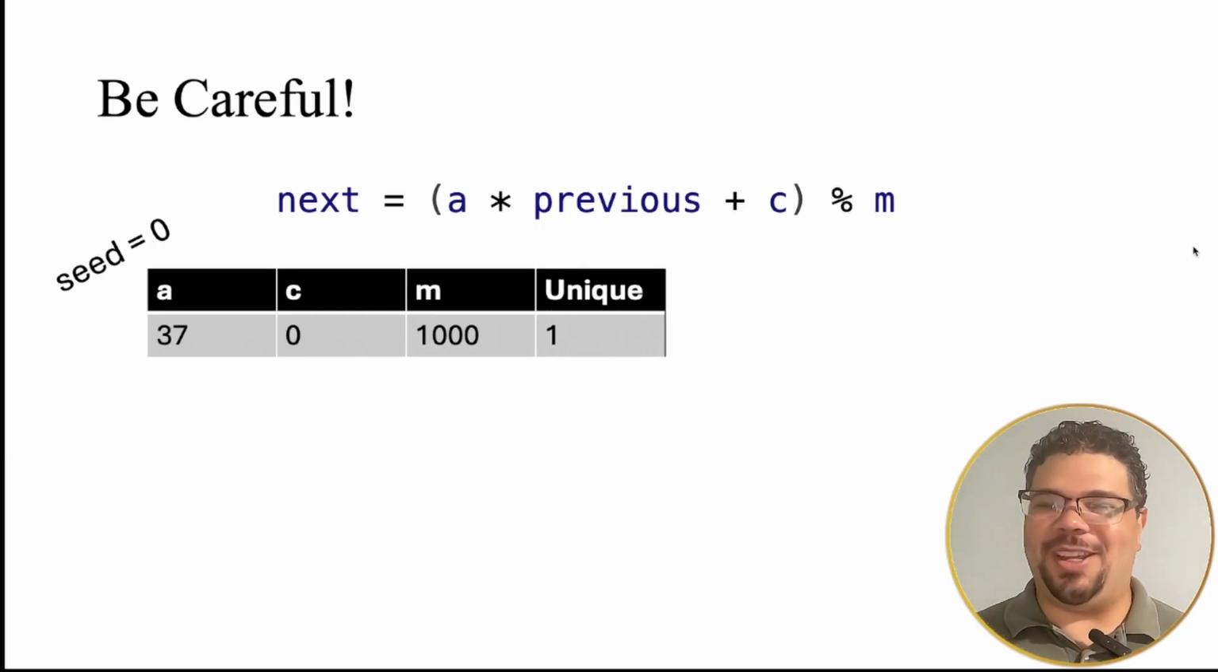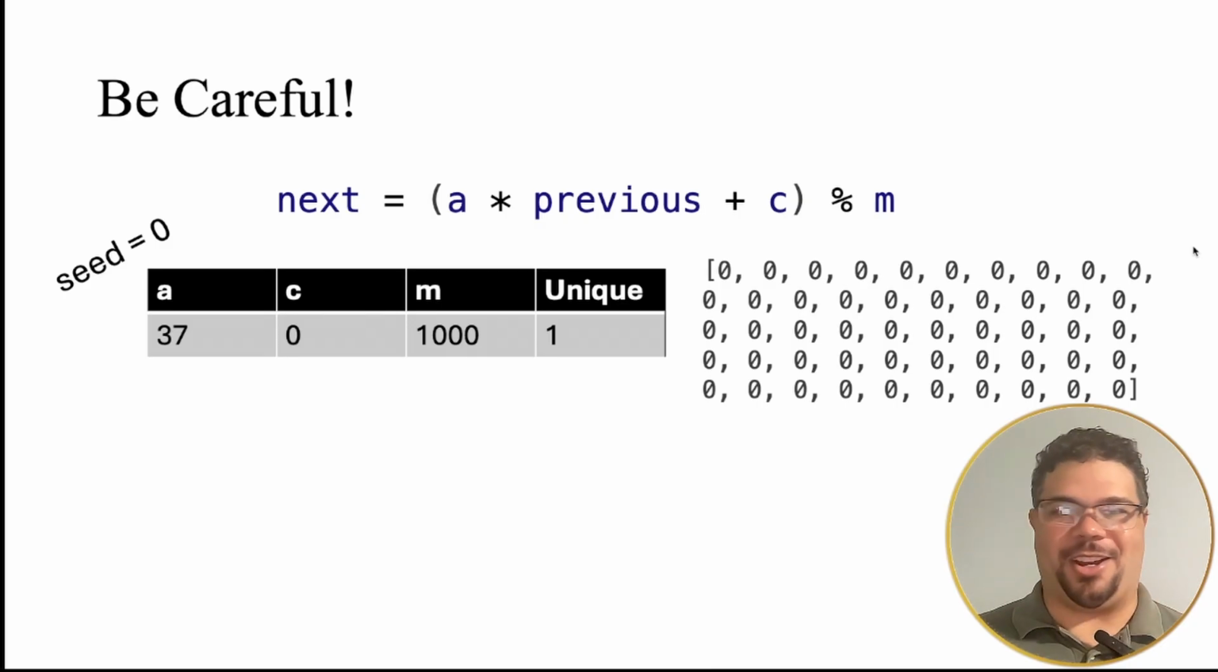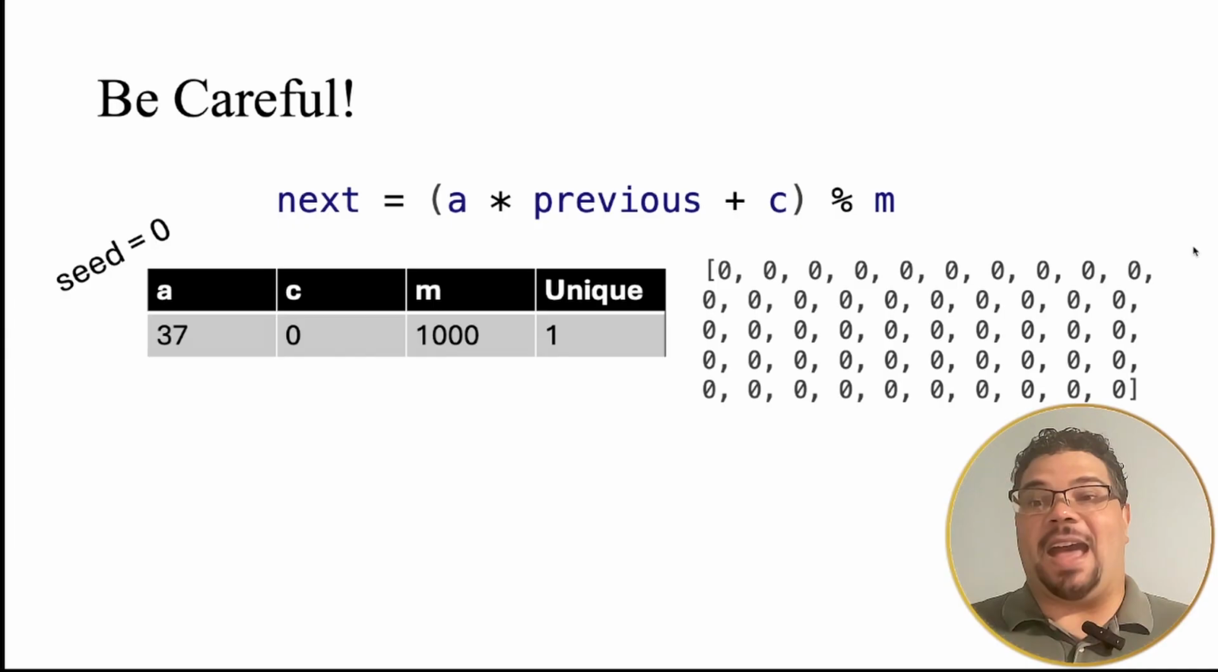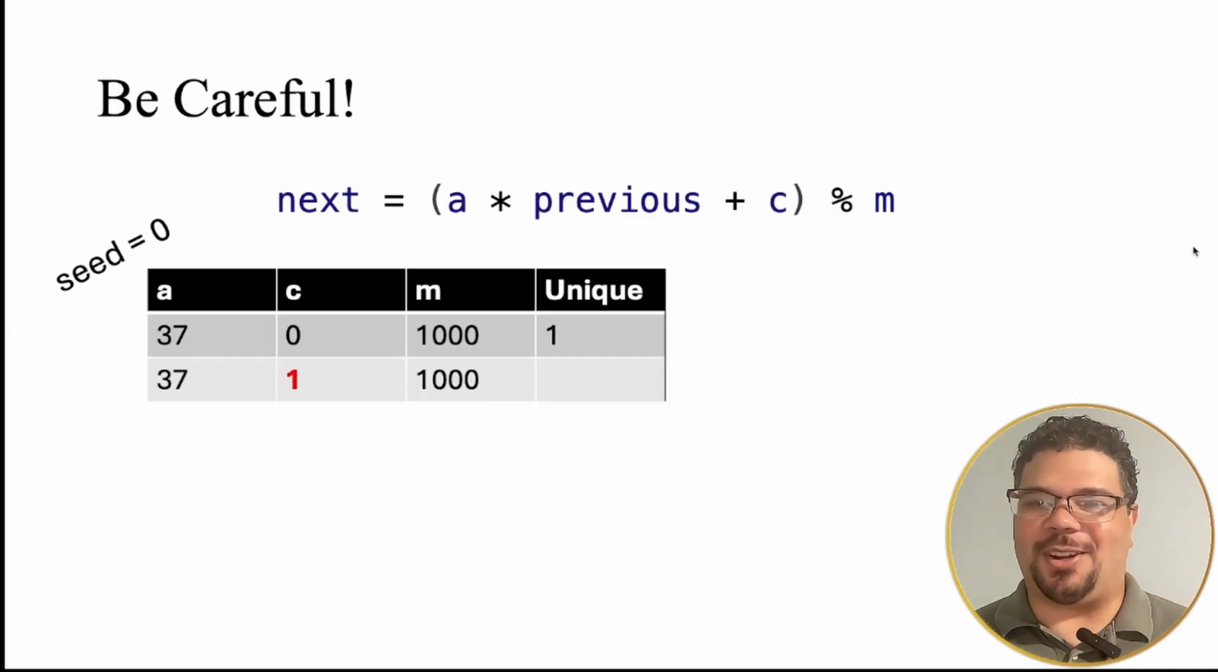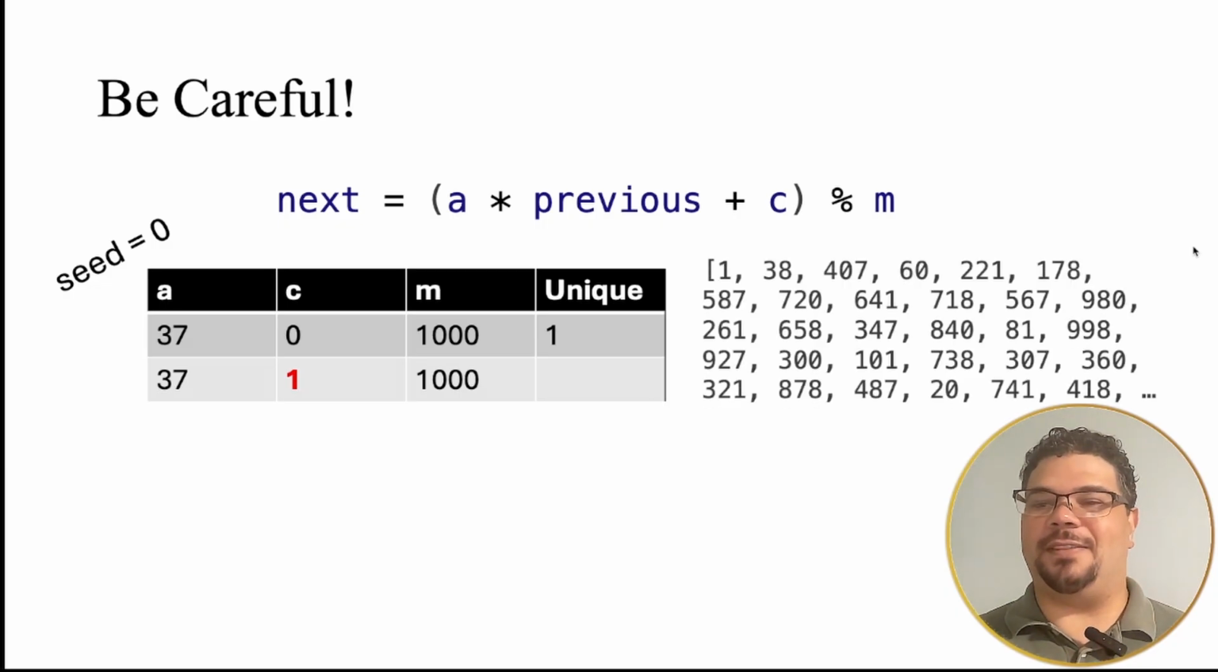We only have one unique number that comes out of a random number generator. It's just all zeros. How do we fix this? Well, as a start, don't use c of 0. If we use c of 1, we'll have a diversity of random numbers, and in this case, we get 200 different numbers before we start cycling again.